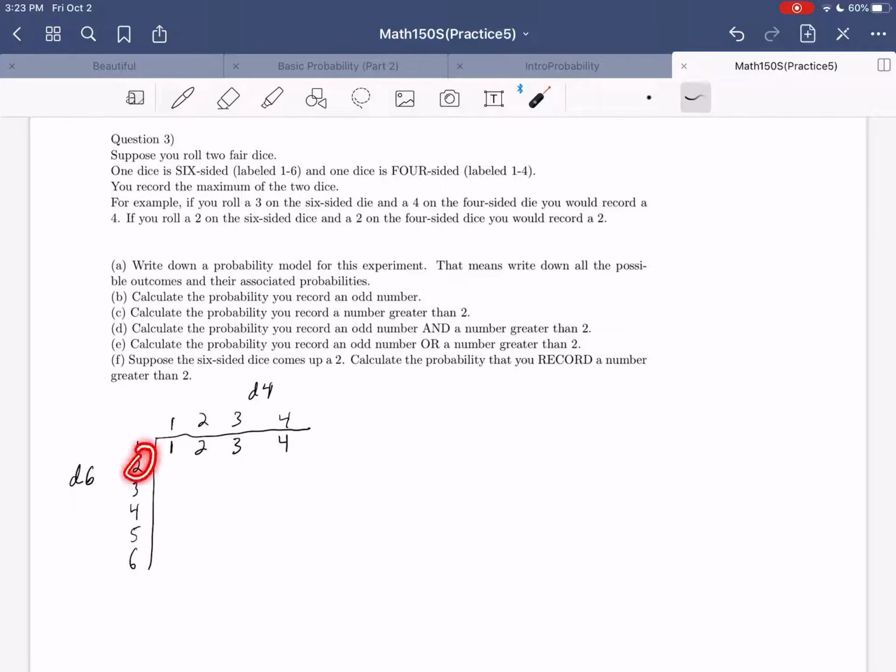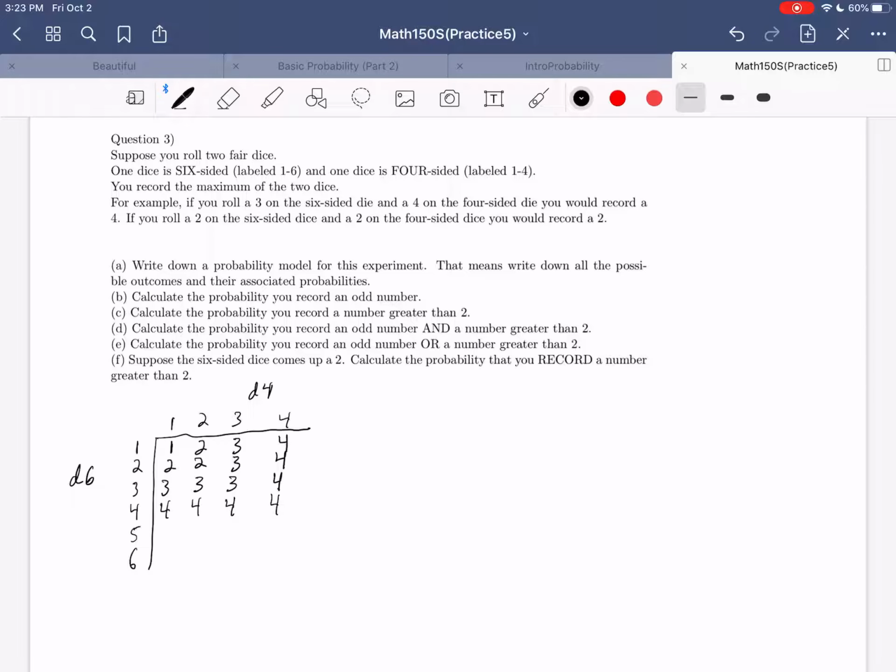What happens with 2 and 1? Well, 2 is the biggest one, so 2. 2 and 2 would be 2. 2 and 3 would be 3. 2 and 4, also 4. We're just recording whatever the largest one is. 3 and 1 would be 3. 3 and 2 would be 3. 3 and 3 would be 3. 3 and 4 would be 4. 4 and 1 would be 4. 4 and 2 would be 4. 4 and 3 would be 4. 4 and 4 would be 4.